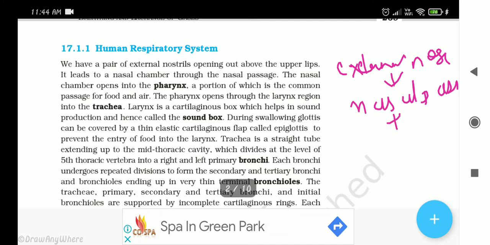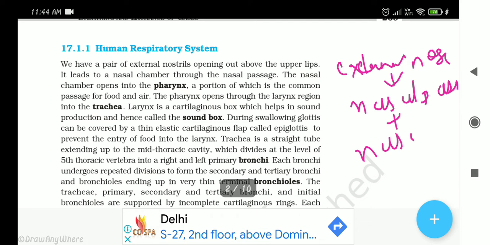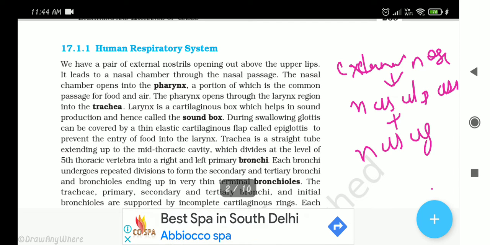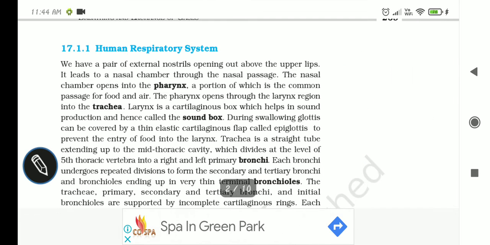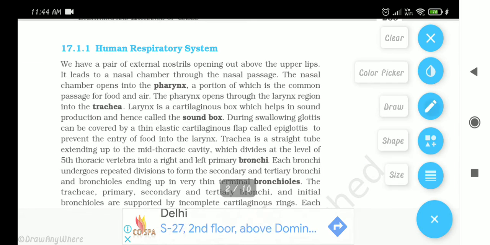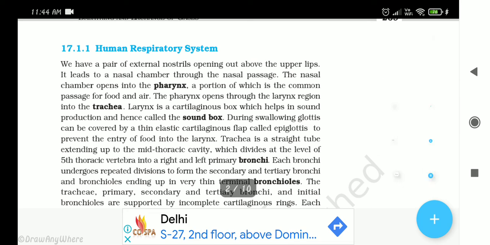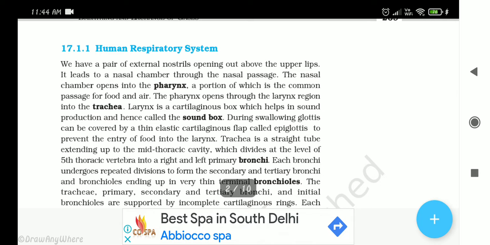It goes to the nasal chamber. Okay, let me just spell it out. So how it happens: from our external nose, it goes to the nasal chamber through the nasal passage. Then the chamber has the pharynx. Then it goes to our larynx.